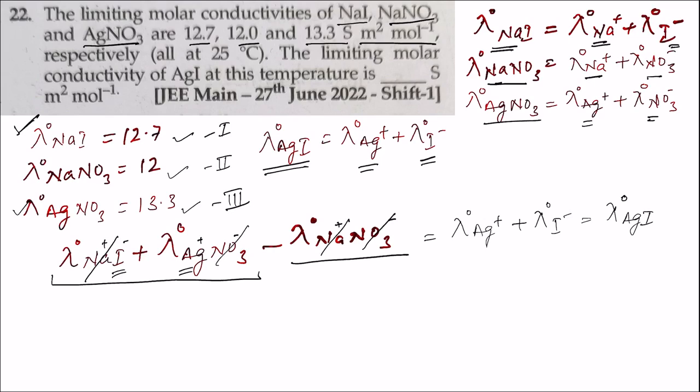So put the values. Limiting molar conductivity of sodium iodide is given as 12.7. So 12.7 plus limiting molar conductivity of silver nitrate is given as 13.3 minus limiting molar conductivity of sodium nitrate, that is 12. So this is 26 minus 12, which is equal to 14. So the answer here is 14 per ohm meter square per mole. Limiting molar conductivity of silver iodide is 14.